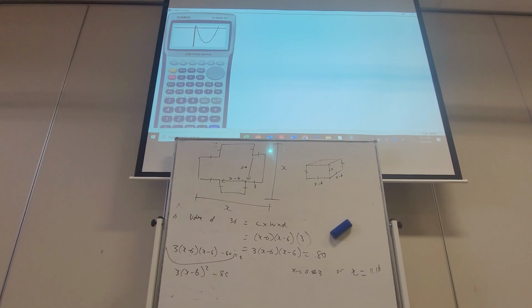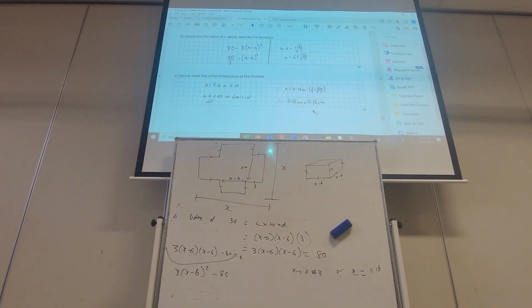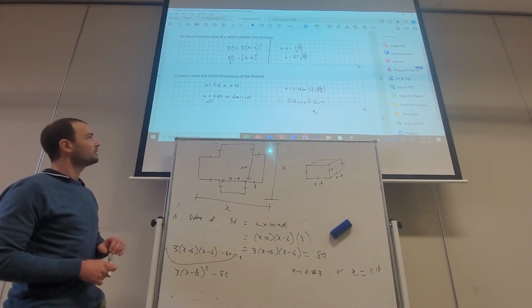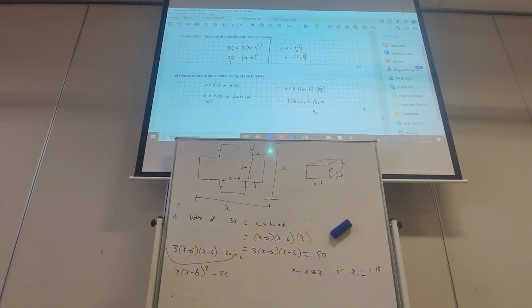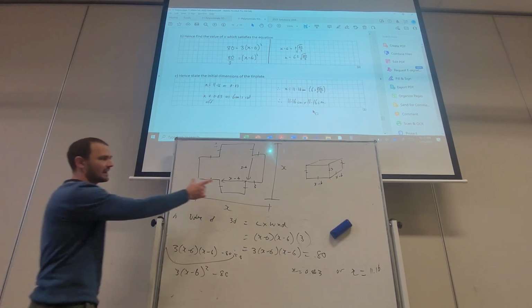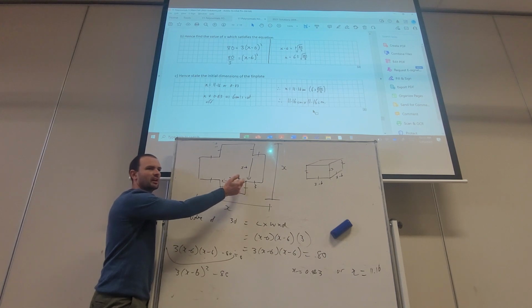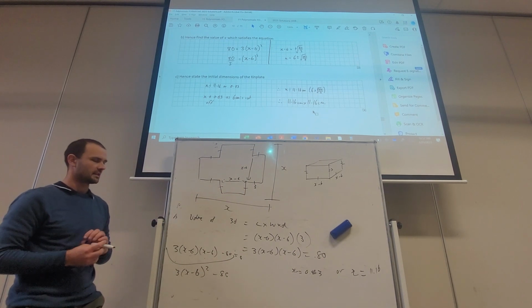So we've got the two solutions. We're going to have to reject one of them. Those are our two solutions, 0.863 or 11.16. If we use the 0.863, we've got x take away 6, and 0.863 take away 6 gives you about negative 5.1. So that can't be the case. We're rejecting that solution. So the correct solution is 11.16.